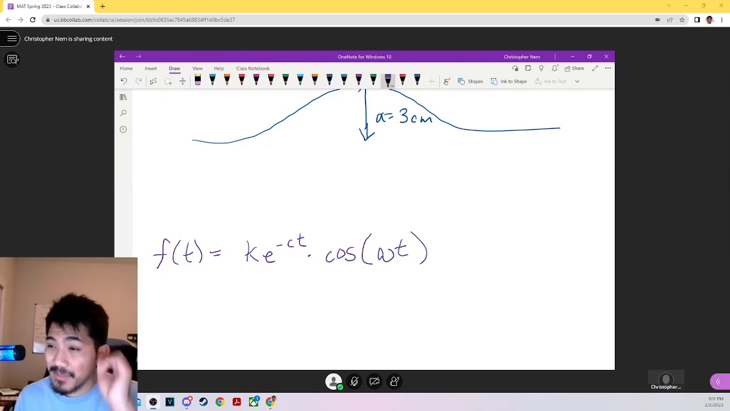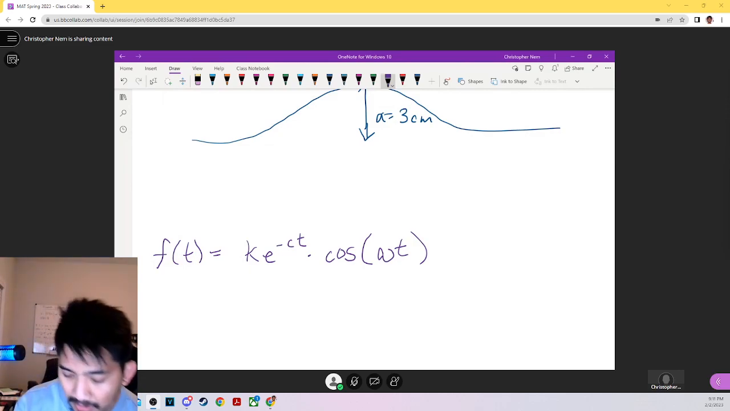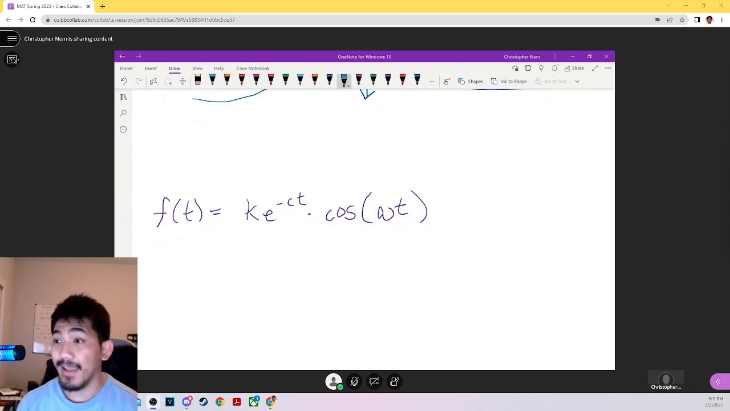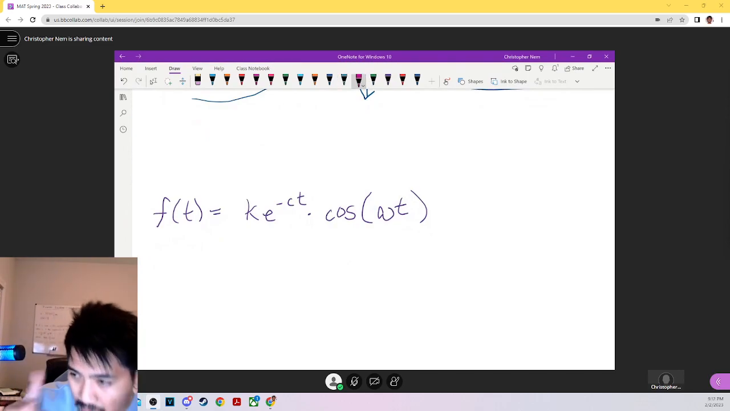Everything else has to be a fixed value. So I need to solve for k, I need to solve for omega, and I need to solve for c. Well, some of them I already know how to solve. Well, let's just think about this real quick.